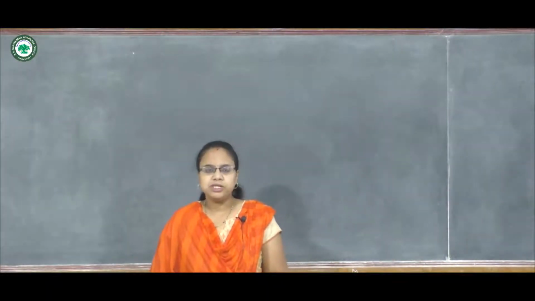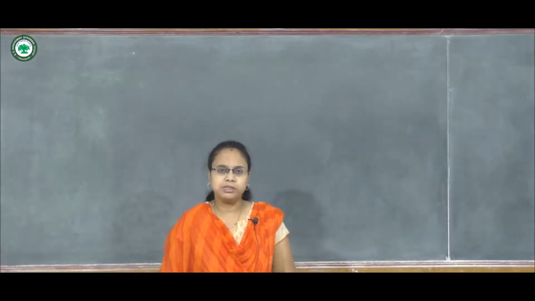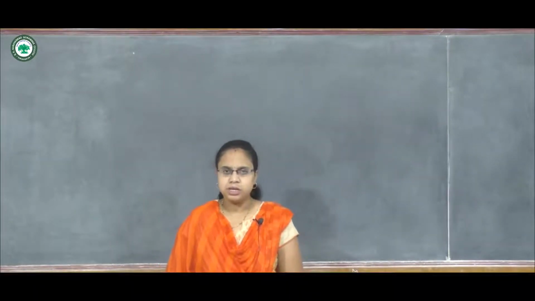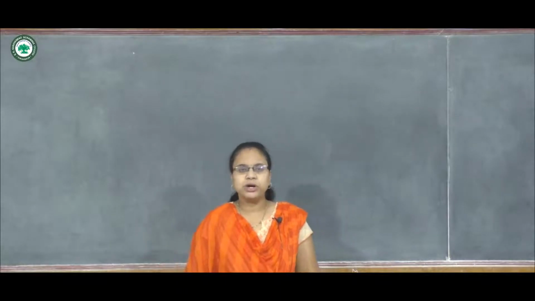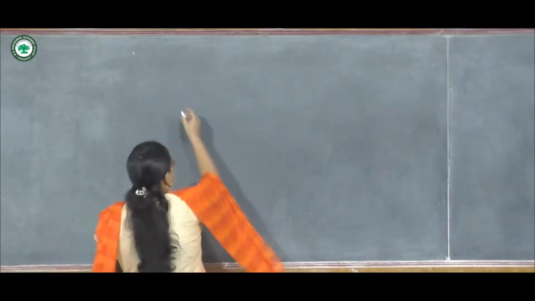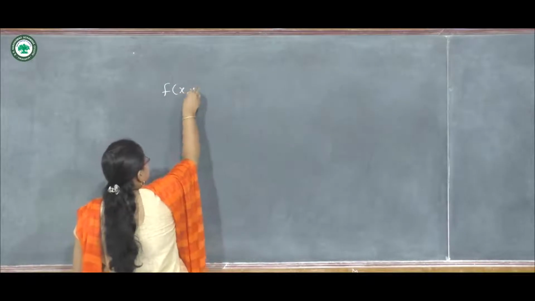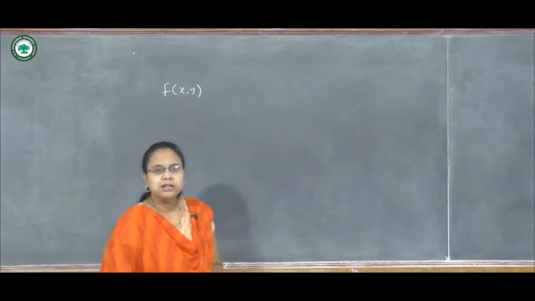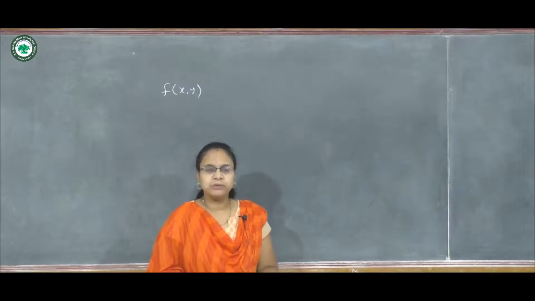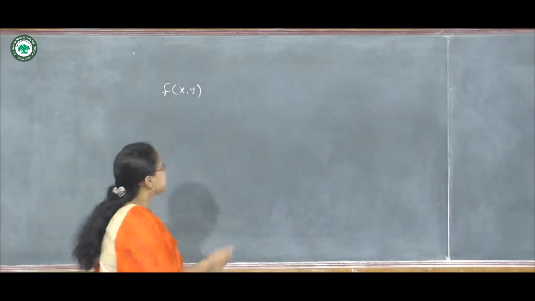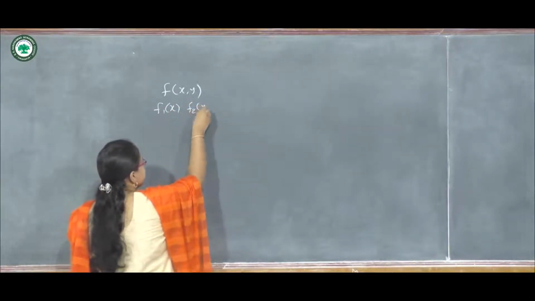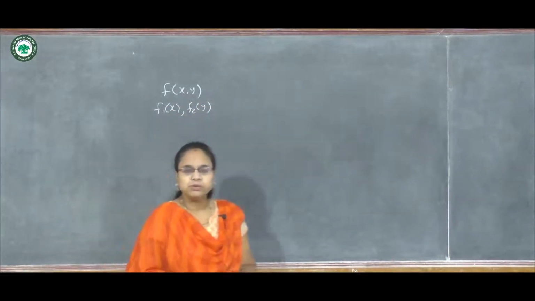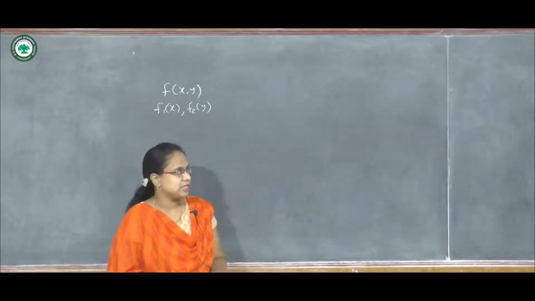In today's lecture, we will study independence of random variables, that is bivariate random variables. Suppose (X, Y) is a bivariate random variable and f(x, y) is its joint PDF. This is the joint PDF of (X, Y). Then suppose f1(x) and f2(y) are the marginal PDFs of X and Y.